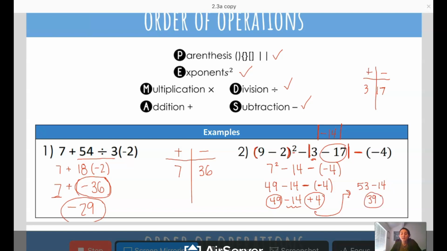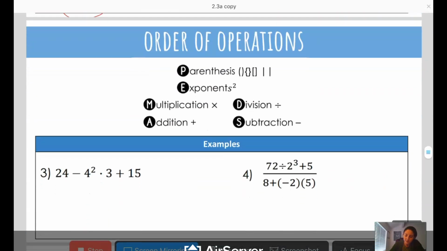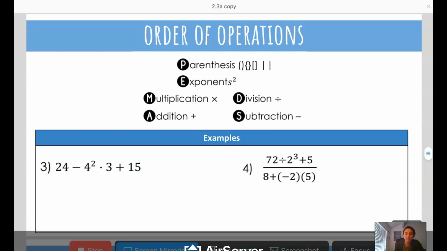So there was a lot going on in that problem, so that's why you really have to stay organized and be neat, because you could easily make a mistake. All right, let's look at a few more problems together, and then I'll let you try on your own.